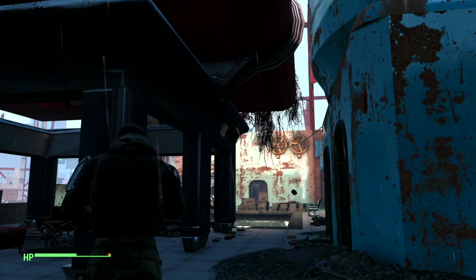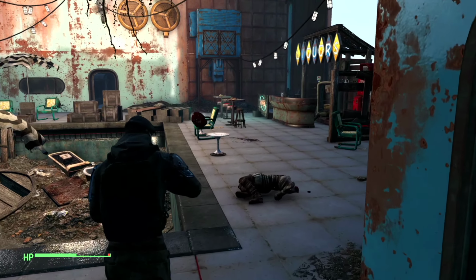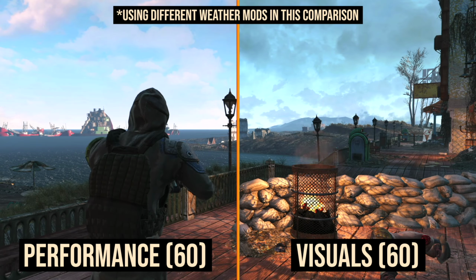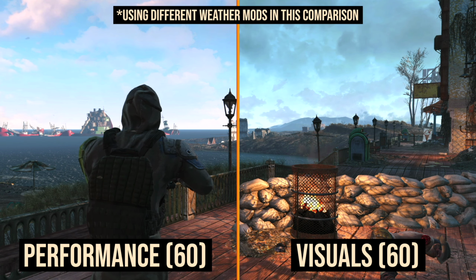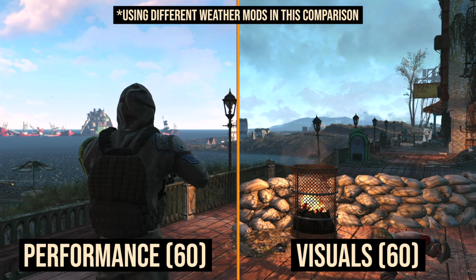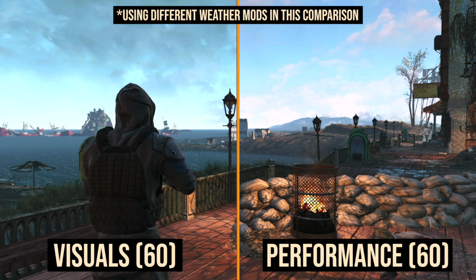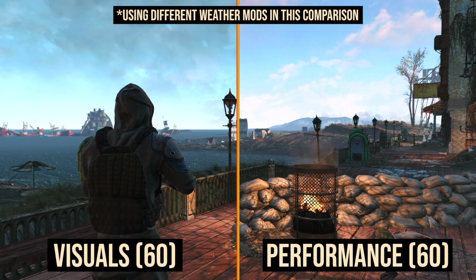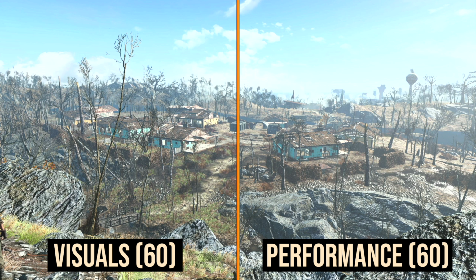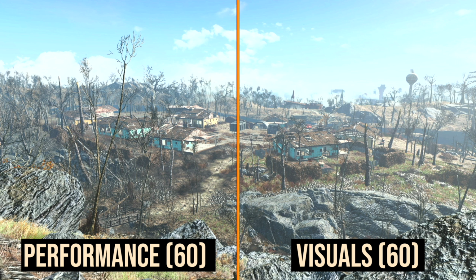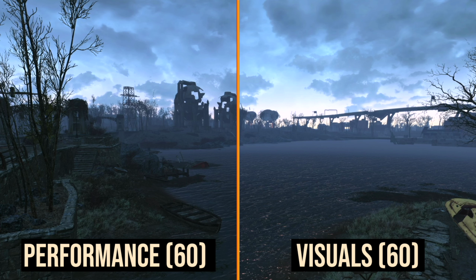So with that stuff out of the way, let's take a look at some of the differences between the two modes. In these two clips, I was actually using two different weather mods, but you're not really going to notice that much of a difference when you're looking out because you're not looking too far out. In a place like Sanctuary, when you look over that cliff at the whole of Sanctuary, that's where you would probably notice something different, or at the top of the Corvega factory. I'm more on the performance side of Fallout 4. I'd rather have it be closer to 60 all the time.